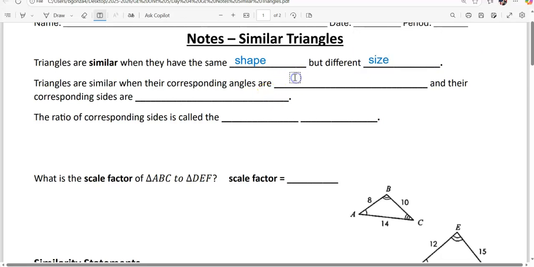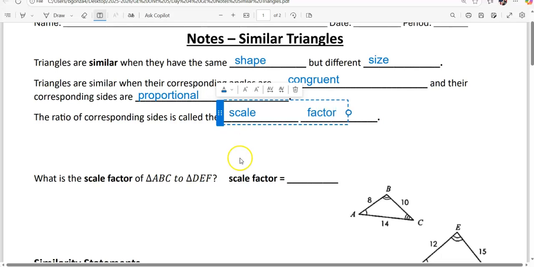Triangles are similar when their corresponding angles are congruent. We've said this before, say it again. The angles are going to match, they're going to be congruent, but the corresponding sides are proportional. Okay? The ratio of corresponding sides is called the, and this is our important word of the day, scale factor. We got to find a scale factor today, okay, to be successful.